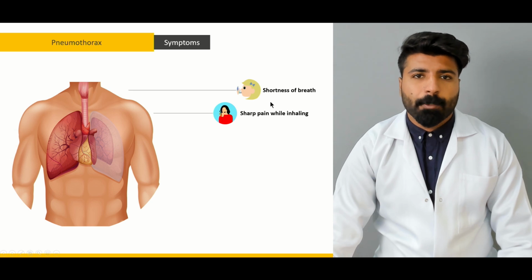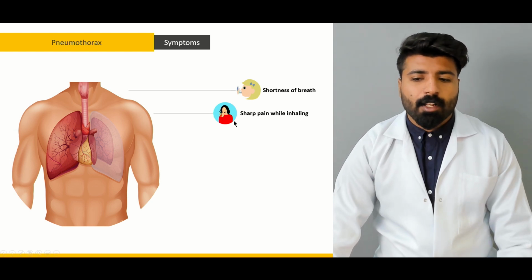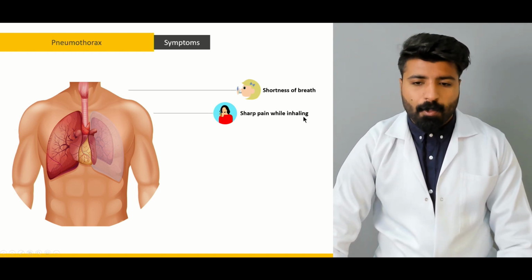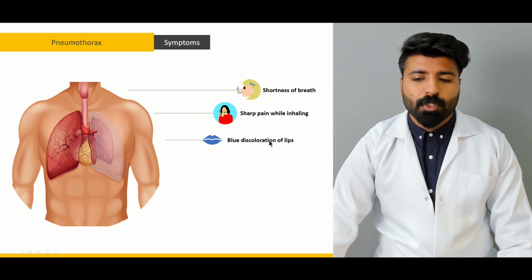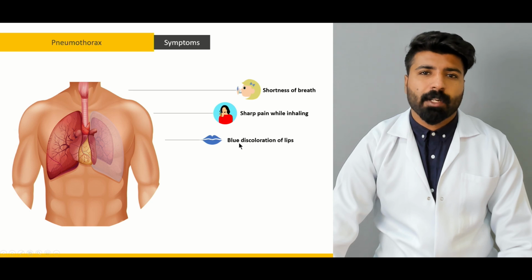Patient is unable to comprehend the loss of oxygen, the loss of that lung space, and the body is reacting to it. And the patient will have sharp pain while inhaling. The patient will have blue discoloration of lips. Why do you think blue discoloration of lips is happening here? Blue discoloration of lips is happening because one whole lung is collapsed.